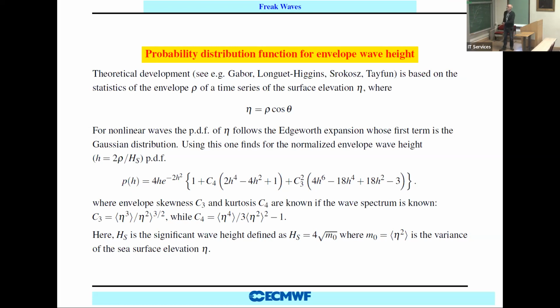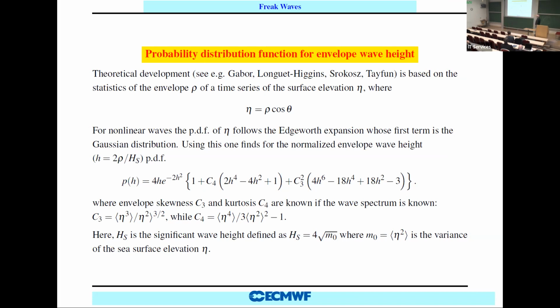Then you can write down the joint probability distribution function of eta and the Hilbert transform. If you do a bit of work, you can look at the characteristic function of the joint PDF, and then you can show that the normalized envelope wave height, which is defined here, is 2 times the envelope divided by the significant wave height. It's just a typical wave height of the system. Then you get this kind of PDF of the normalized wave height. The first term is a Rayleigh distribution, and then you get corrections due to kurtosis and skewness.